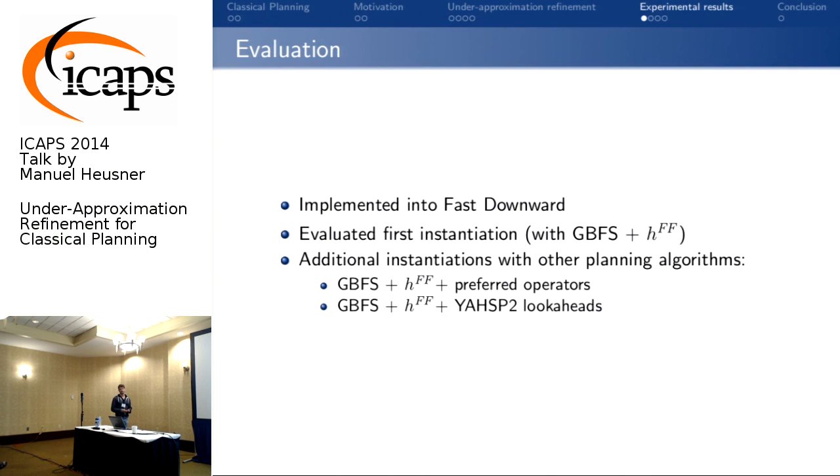We implemented the under-approximation refinement framework into the Fast Downward planning system. Then we evaluated our first proposed instantiation, and in addition, we also evaluated two further instantiations, which simply have other planning algorithms, namely the preferred operator and the look-ahead strategy from YAHSP 2.